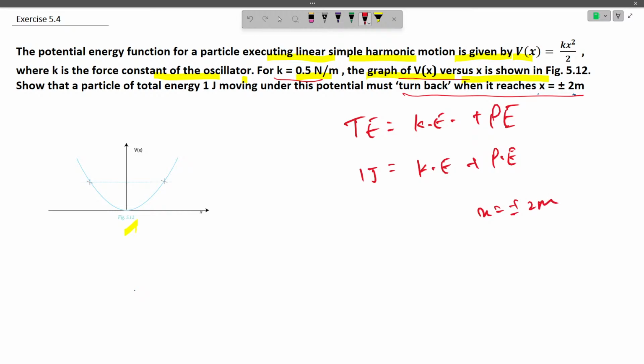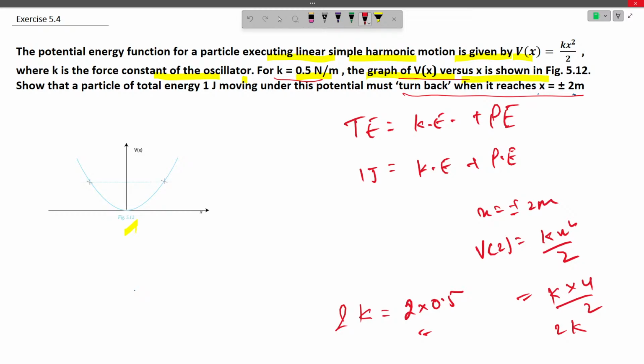Now the potential energy of the particle at x equals 2 meter would be kx square by 2. That would be equal to k times 4 by 2, or 2k. Now 2k is equal to 2 times 0.5, and that would be equal to 1 joule. Now if the particle goes beyond 2 meter, then the potential energy will rise above the total energy level. That's why it is not possible, and it must turn back so that the total energy remains constant and the law of conservation of energy remains valid.